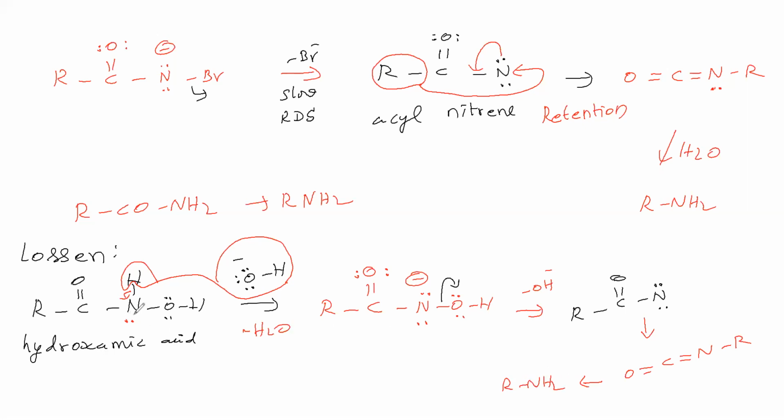So we take hydroxamic acid and treat it with OH minus. OH minus abstracts a proton, water leaves, and this N gets a negative charge. From here OH minus is leaving. Leaving OH minus is not an easy process, therefore it is a slow step and the rate determining step. So we get acyl nitrene. This acyl nitrene undergoes a rearrangement, and we get isocyanate. This on hydrolysis gives an amine.